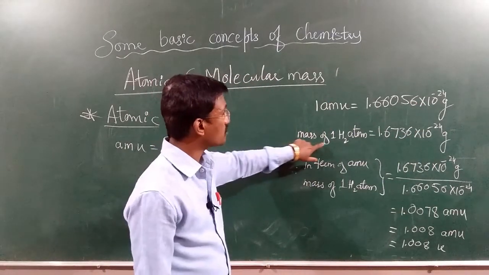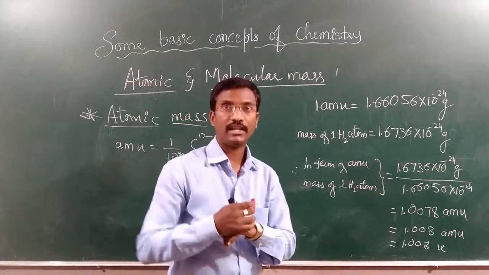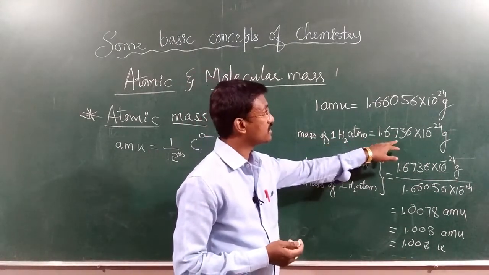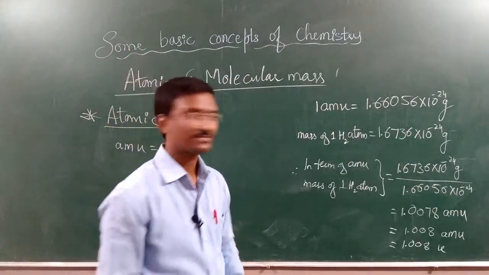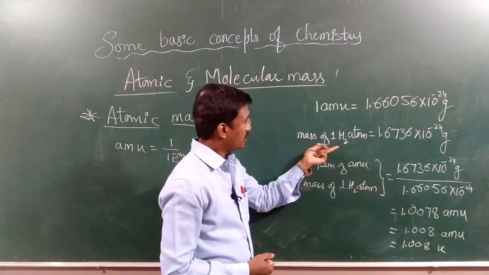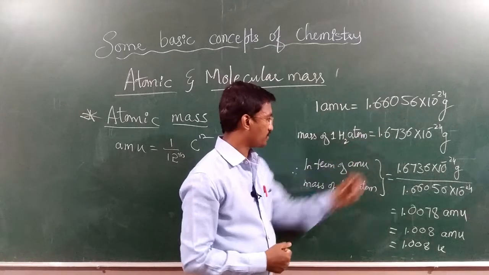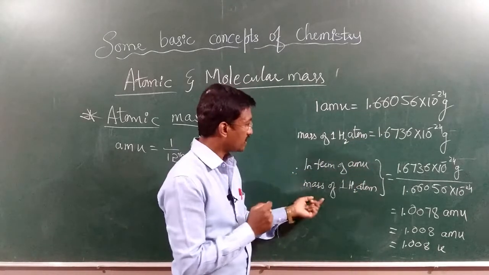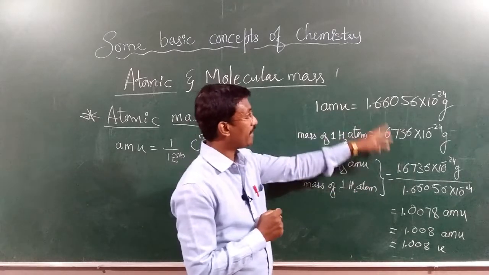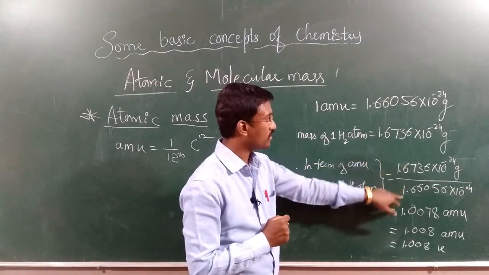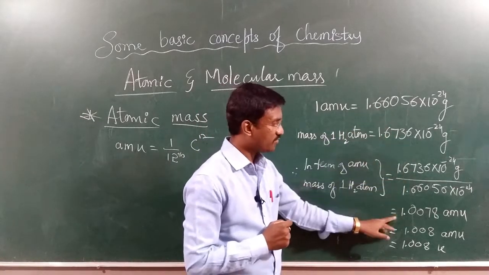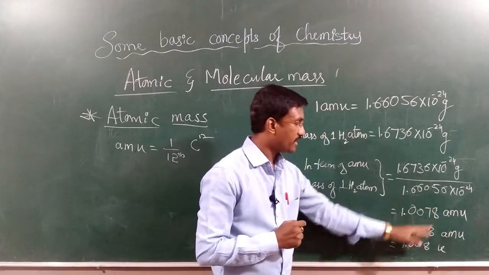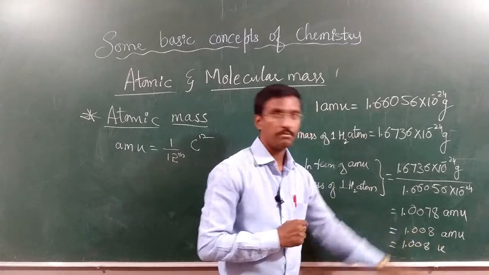We know the actual mass of 1 hydrogen atom is 1.6736 into 10 raised to -24. So here the mass of 1 atom of hydrogen is this. In terms of atomic mass unit, the mass of hydrogen can be calculated by dividing the mass of the hydrogen by 1 AMU. At that time we get 1.0078 AMU, which is nearly equal to 1.008 AMU.